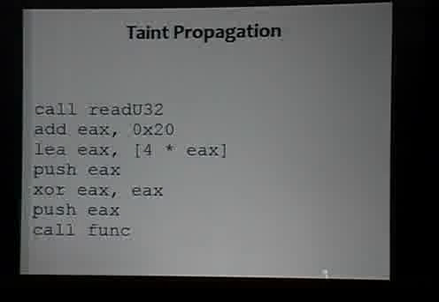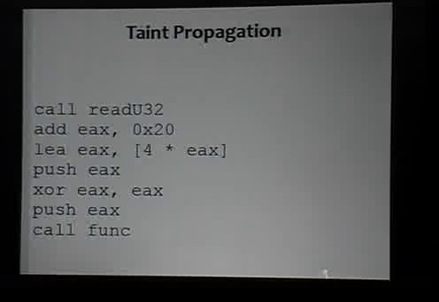So here's a sample. If we put a watch point on the call to read U32, such that EAX was marked as tainted after this call returned, then after the call, EAX would be marked as tainted. Then the add EAX and 0x20 would execute, and EAX would still be tainted because it goes back into EAX. Then there's the load effective address of EAX and 4 times EAX, and once again, only EAX remains tainted. We'd push EAX and we'd mark that address on the top of the stack as tainted.